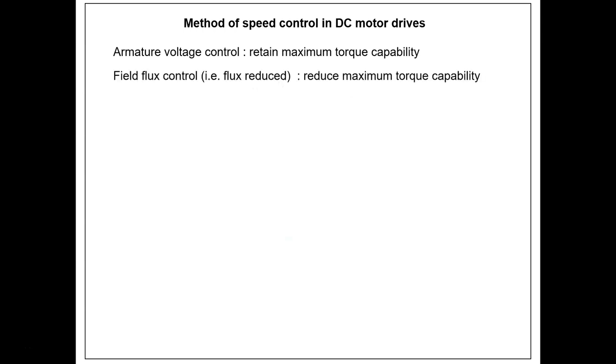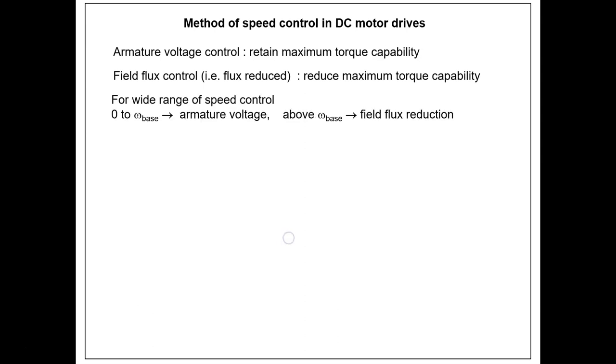Typically, when we do the speed control of a DC motor, we will control the armature voltage, or the terminal voltage VT, from zero to the base speed. Base speed is equivalent to the rated speed. The speed between zero and the base speed, or the rated speed, is controlled by controlling the terminal voltage VT.